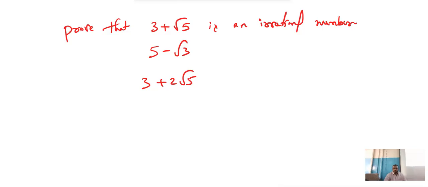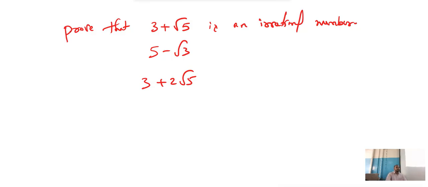My dear students, if you have any doubts on how to prove this as an irrational number, you can comment to me. I'll share the link in the description. In case you have a doubt on how to prove this irrational number, you can comment to me. I'll get you the solution. There is a separate video for this which I have already done on my YouTube channel. I'll show it to you.